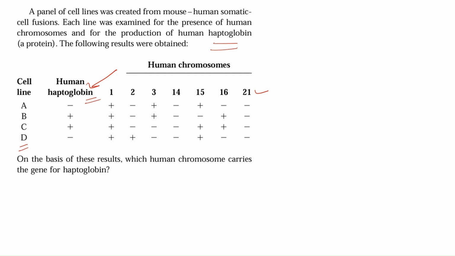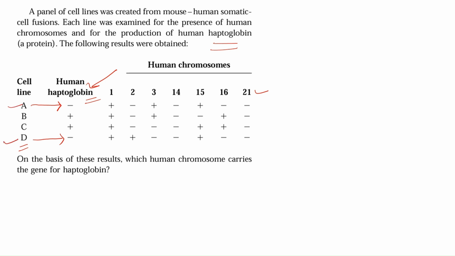What we have to map? On which chromosome the gene for this protein is present. Clear? Now how can we do that? First of all, we can see that cell line A does not express the human haptoglobin gene. Even cell line D is also not expressing the human haptoglobin gene. So that means definitely the human haptoglobin gene is not present in cell line A and cell line D.